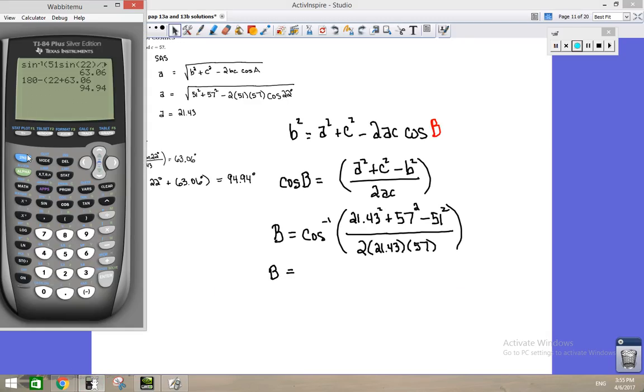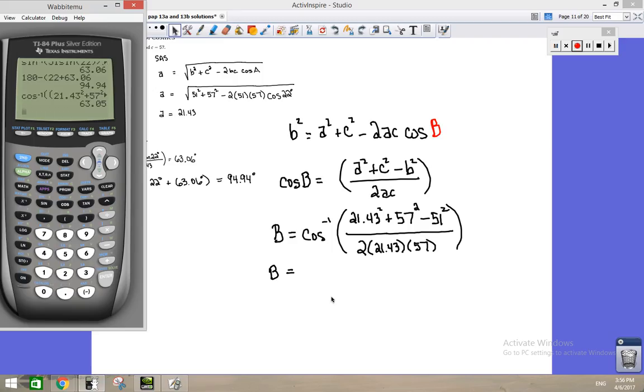So if I use the inverse cosine, I'm going to put parentheses around this numerator. The 21.43 gets squared, and so does the 57. It gets squared. Now I subtract the 51 squared. Now that's my numerator, so I'm going to close that parenthesis, hit the division key, and in my denominator, let's put it in parentheses as well, so that the calculator knows for certain how to calculate both the numerator and denominator. And close the whole thing off.